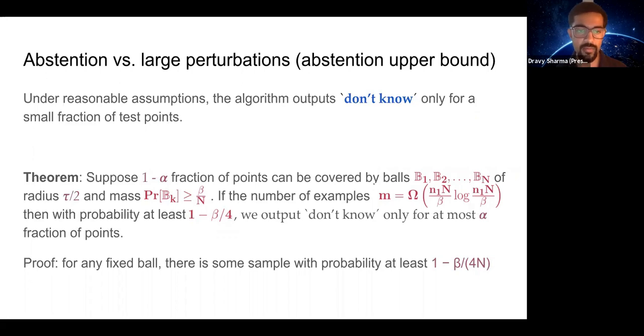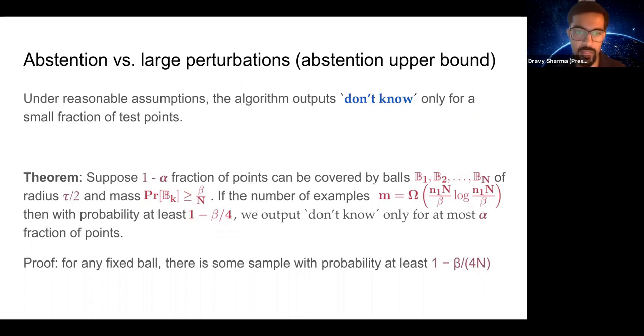Yeah, I know that's a mouthful, but the idea is very simple. For any fixed ball, if you have a sufficient number of examples, with high probability you would have picked some point in that ball. And if you have picked a point in that ball, then in a slightly different ball around that point, you would never abstain, because you have a training example from that covering ball. So that's the intuition of the proof.